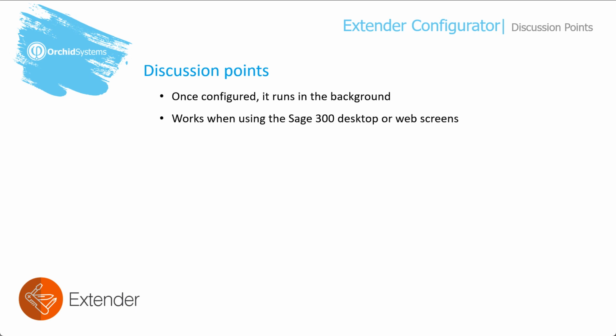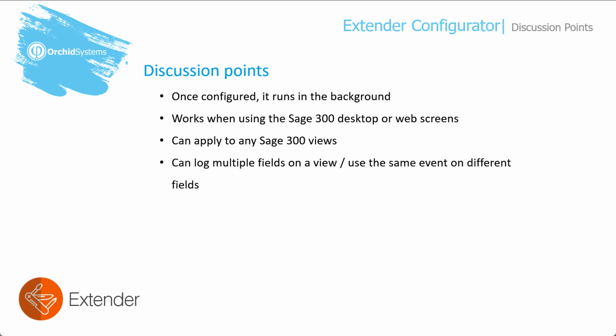So with the Extender Configurator, you can log, send emails, create notes, trigger some processes when a field changes in Sage 300. Once it's configured, it runs in the background. It works when using the Sage 300 desktop or the web screens. It's an important point to highlight in a demonstration. It can apply to any Sage 300 view. You can log multiple fields on a single view, like on hold and the AR customer. And then if a user is a document management link user or a workflow user, they can also use little icons on the screen rather than use backtick tab to view the logs on the screens where they've taken place.